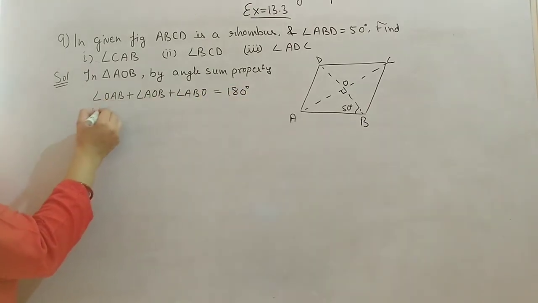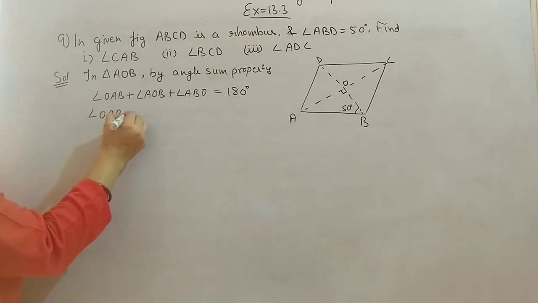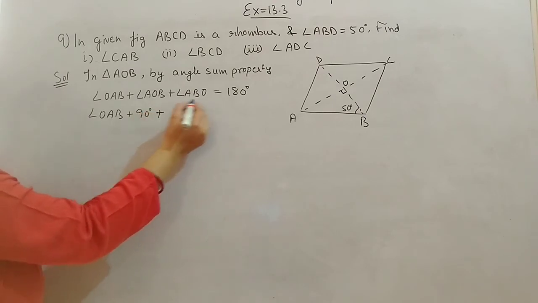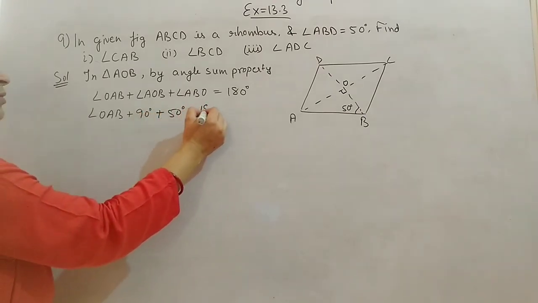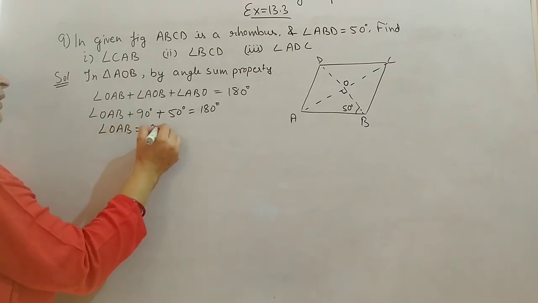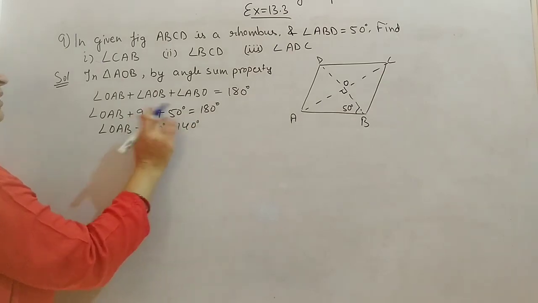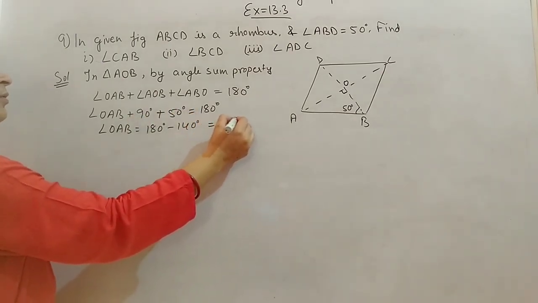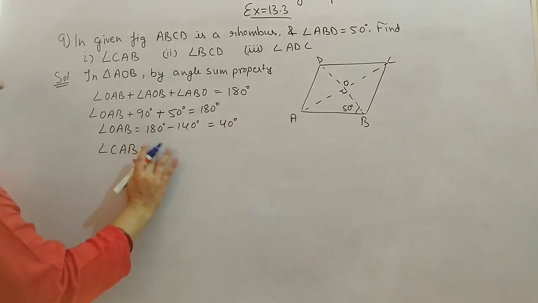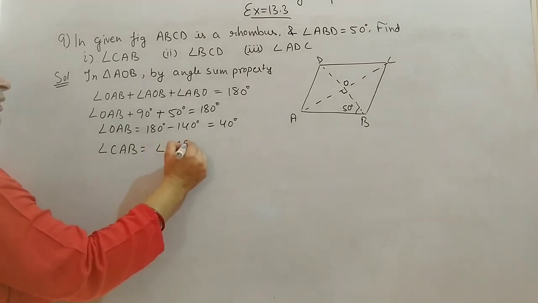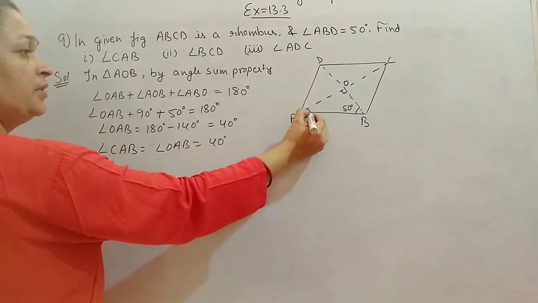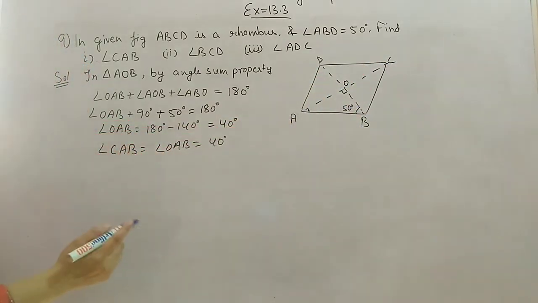So this angle OAB plus this angle AOB is 90 degree, because these diagonals bisect each other at 90 degree, and this is given 50 degree, is equal to 180 degree. So angle OAB is equal to 180 minus 140. 90 plus 50 will become 140, equal to 40 degree. Angle CAB, which is equal to angle OAB, equal to 40 degree. See, OAB means we are talking about this angle, and CAB also same angle.